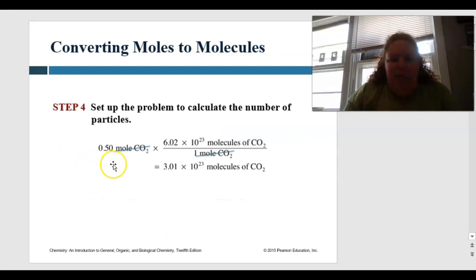So let's set it up. We have 0.5 moles of CO2, so we're going to want to pick the one that has moles on the bottom so that those two can cancel out. And when we take 0.5 times 6.02 times 10 to the 23rd power, we get 3.01 times 10 to the 23 molecules of carbon dioxide.